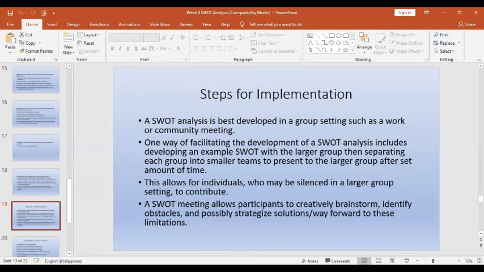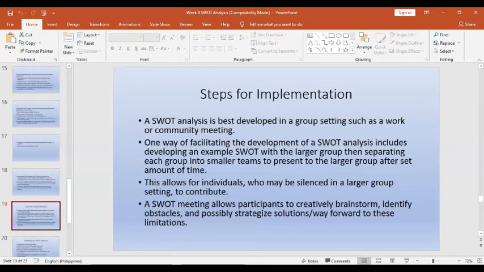Please take note of the following steps in implementation. The SWOT analysis is done by a group. It cannot be done by an individual, because this is group work. We need collaboration and brainstorming among the people in the organization or in a group. That's how we implement it. One way to facilitate the development of the SWOT analysis is to split a larger group into clusters. For each cluster, you brainstorm the SWOT, and after that, we can collaborate with the other groups until we reunite as one.